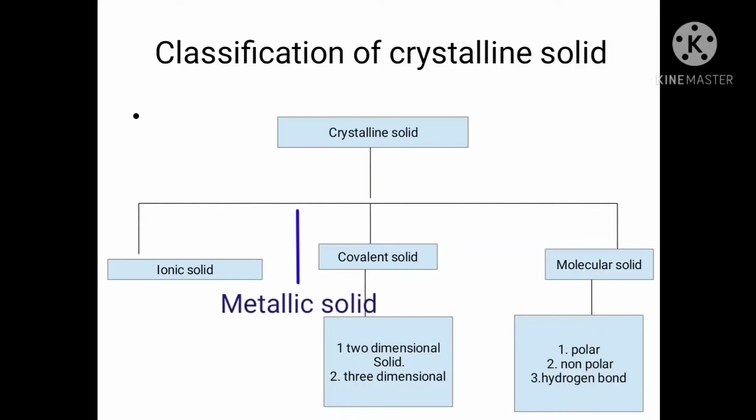Classification of crystalline solids. Crystalline solids are classified into 4 types based on the nature of interaction between the constituent particles. The 4 crystalline solids are ionic solid, covalent solid, molecular solid, and metallic solid. The covalent solids are again classified as 2-dimensional and 3-dimensional, and the molecular solids are classified into 3: polar, non-polar, and hydrogen bonding.